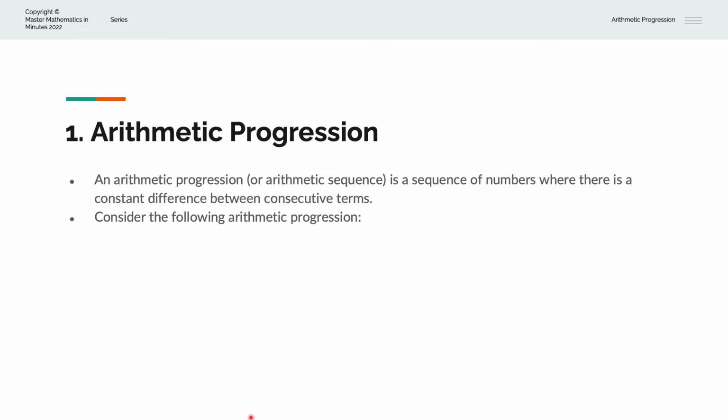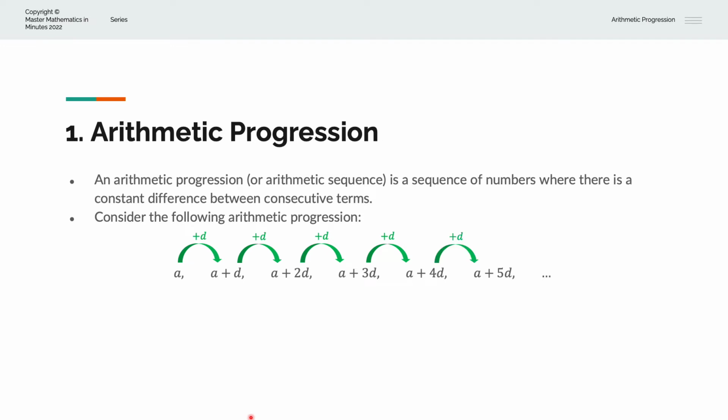Consider the following arithmetic progression, with a as the first term, a plus d as the second term, a plus 2d as the third term, and so on. So notice that the difference between consecutive terms is d, and we'll call that the common difference.